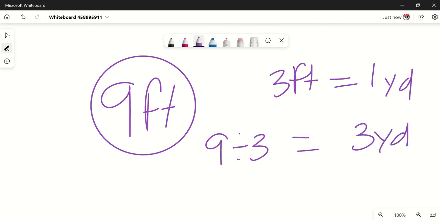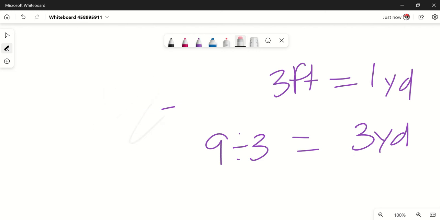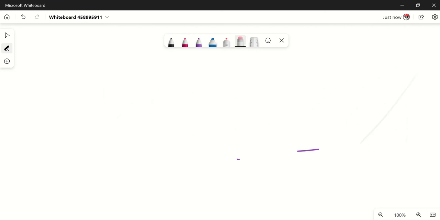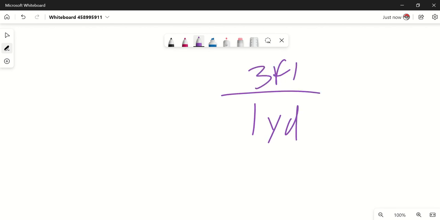That goes against what we've been learning so far. What we've been learning is to put that 1 yard at the bottom and put the 3 feet on top. But that would be if I'm converting yards to feet. So here's a little trick I'm going to teach you.